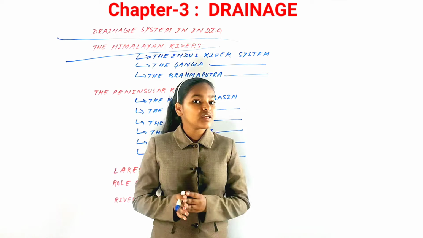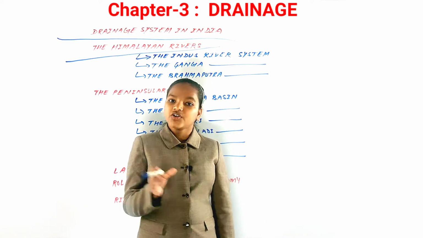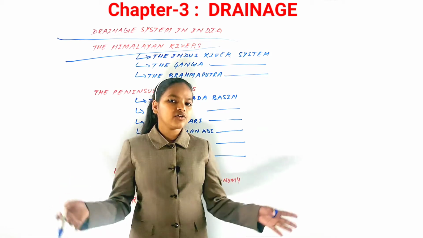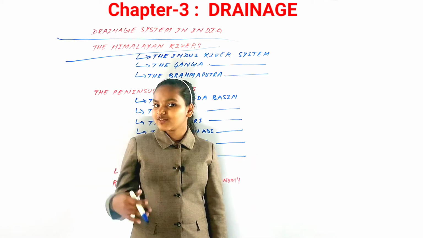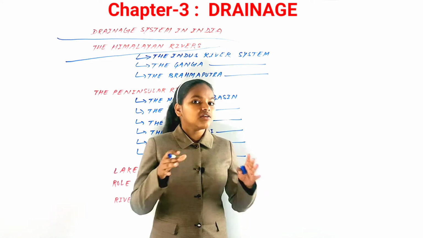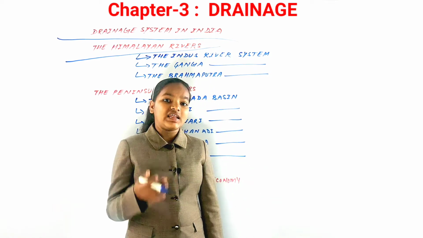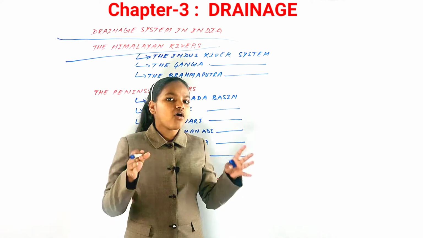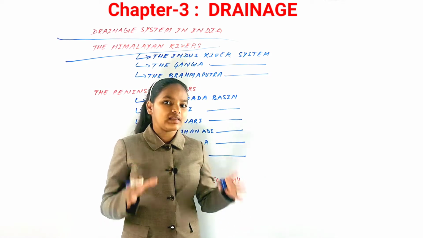Here also we can see the concept of water divide, which we will discuss later in this chapter. As all of you know, there are many differences between the Himalayan rivers and the Peninsula Rivers, and one of the major differences is deltas and estuaries. Almost all the Himalayan rivers form deltas.